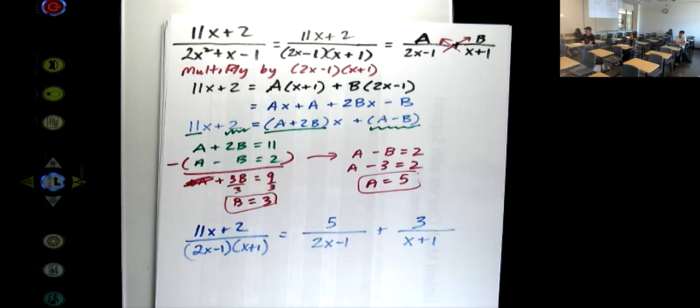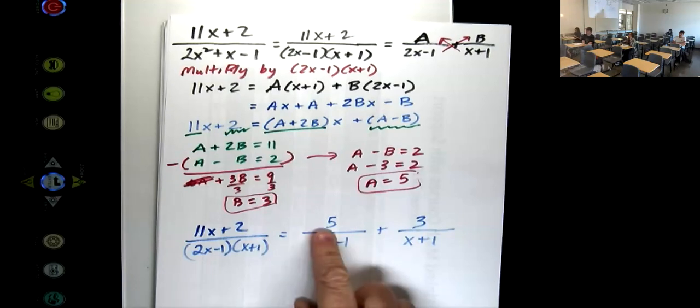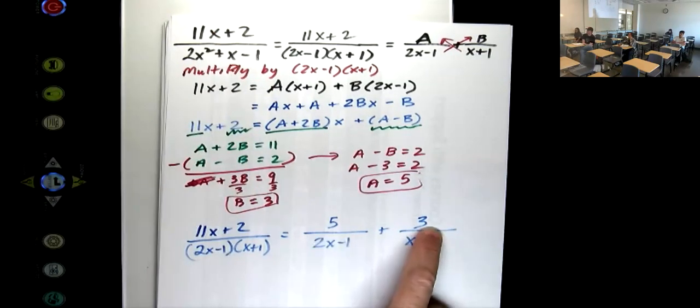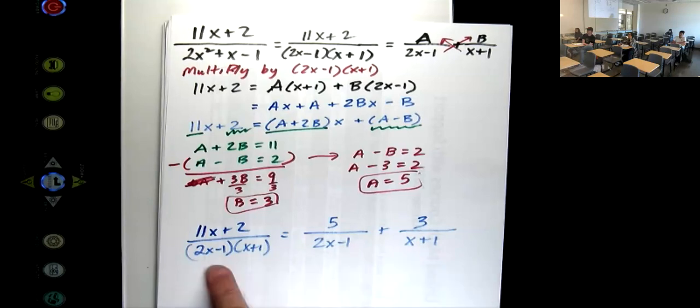What? What do you mean? We did plug in 5. We plugged in A is 5. We plugged in B is 3. How can I show that these actually equal that?